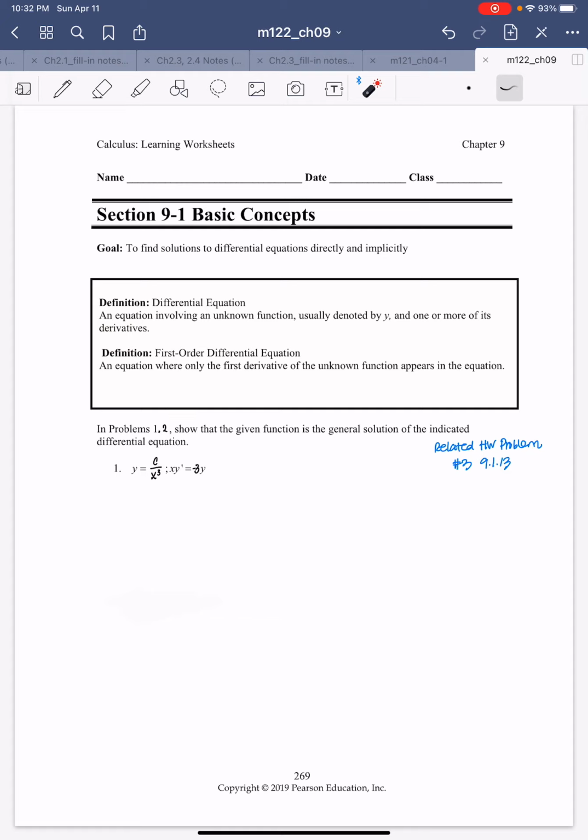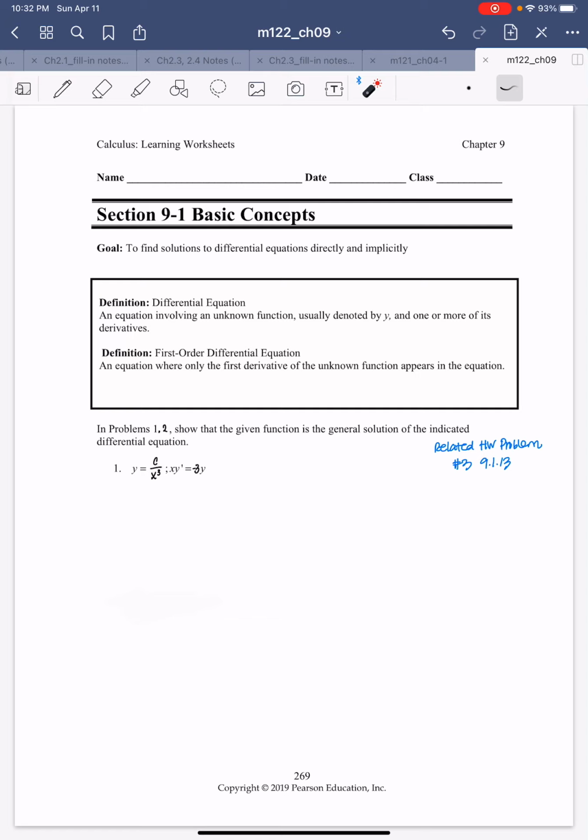Take a look at this one right over here, the very first problem. We have some kind of unknown function denoted y, and we have another function, and we are given one of its derivative function. So our goal in 9.1 is just going through basic concepts, getting familiar with what a differential equation is, and 9.2, and then further down chapter 9 will elaborate on it.